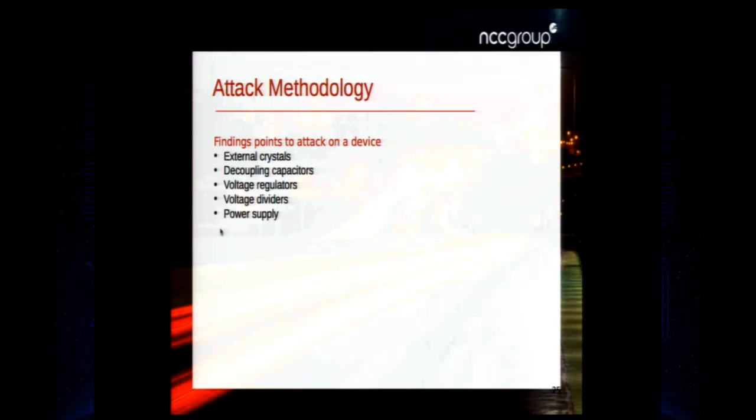Also, with decoupling capacitors, it's easier to just solder a wire directly to the high side of the power rails if you're doing a voltage spiking attack. And if you're doing a brownout attack, you're going to want to be careful about removing the decoupling capacitors that smooth out the connection to power. Other things you could look for are voltage regulators, voltage dividers, and the power supply lines if you're really feeling adventurous.